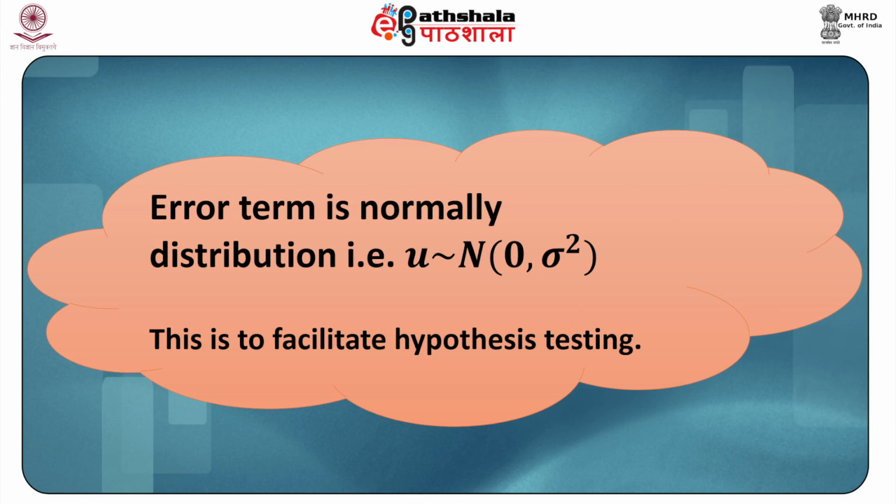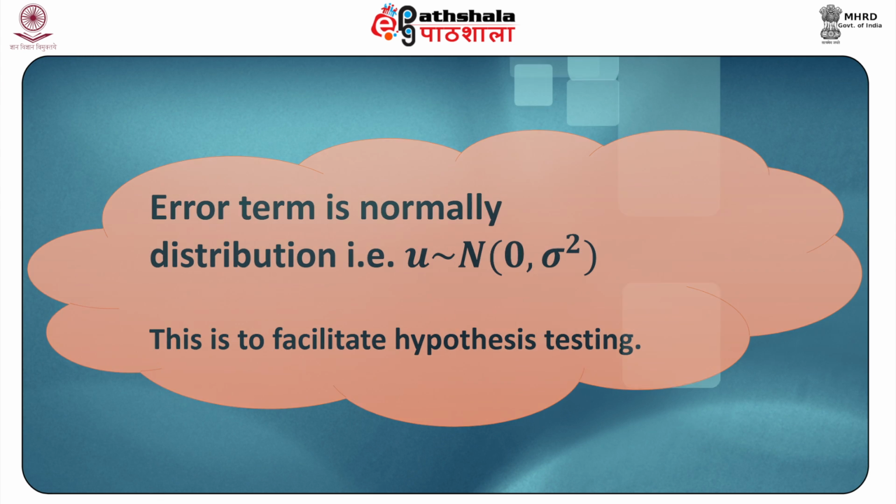Another important assumption is assumption 7, where we say the error term is normally distributed, that is, mu is normally distributed with mean 0 and variance sigma square. But this is to facilitate hypothesis testing. We do not require this assumption for estimation, and we will discuss this assumption in our discussion of hypothesis testing.